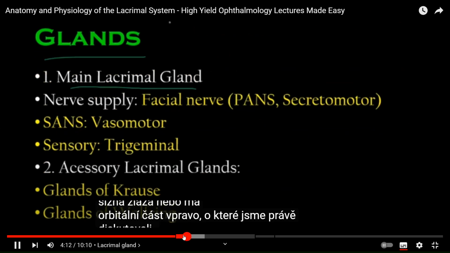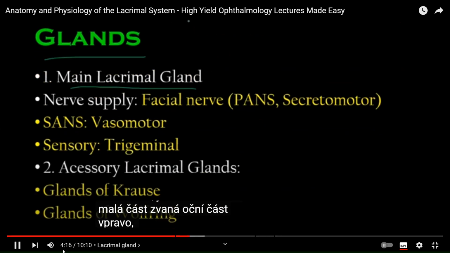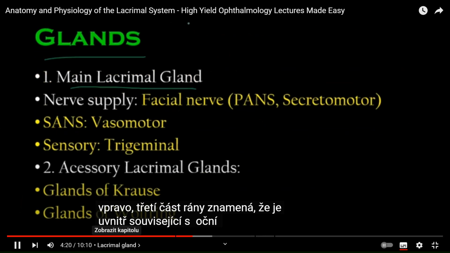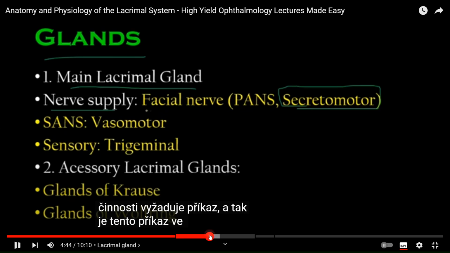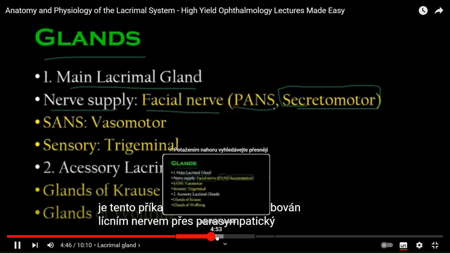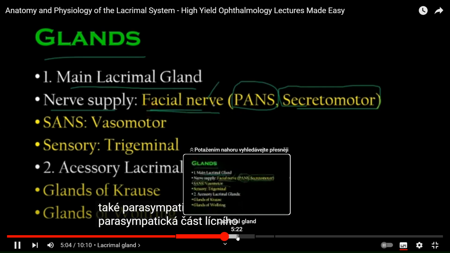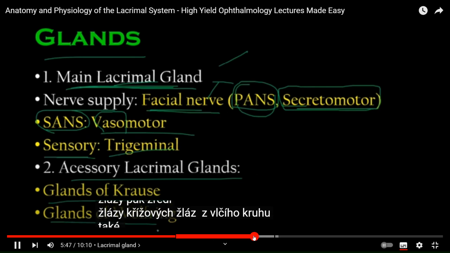If you think there is the main lacrimal gland, it has the orbital part, right, which we were discussing. There's also a little small part called the palpebral part, right? Palpebral part means it's related to the eyelid, right? Palpebral part and orbital part, if you really want to know, they are the parts of the lacrimal gland, supplied by the facial nerve through the parasympathetic autonomic system, which is active, right? So the parasympathetic part of the facial nerve also acts on the glands of Wolfring as well, right?